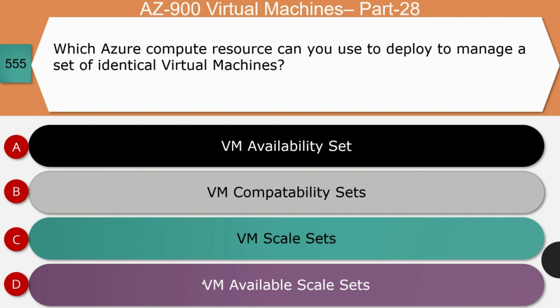Next question, which Azure compute resource can you use to deploy and manage a set of identical virtual machines? Is it VM availability set, or VM compatibility set, or VM scale set, or VM available scale set? The right answer for this question is option C, that is VM scale set. Let's see the response. VM scale set is used to deploy identical VMs based upon demand to achieve scalability and high availability. And so option C is the right answer.